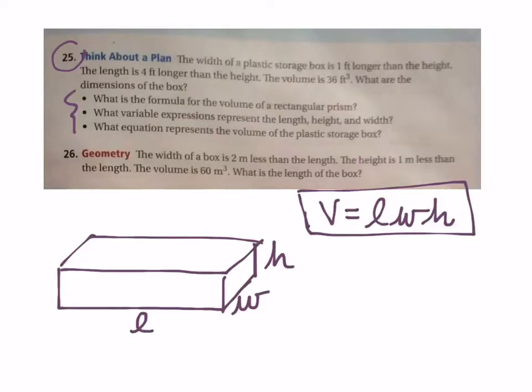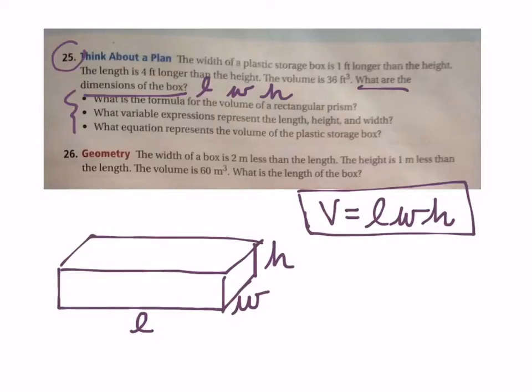Now we need to fill in all of the variables and things that we know. Next, what variable expressions represent length, height, and width? We're supposed to be solving for the dimensions of the box. In other words, we need to know what is the length, what is the width, and what is the height?